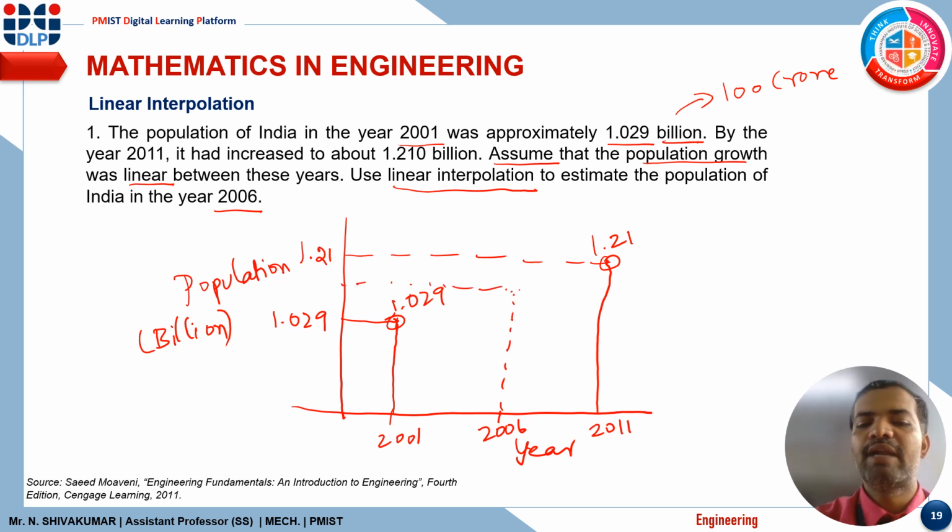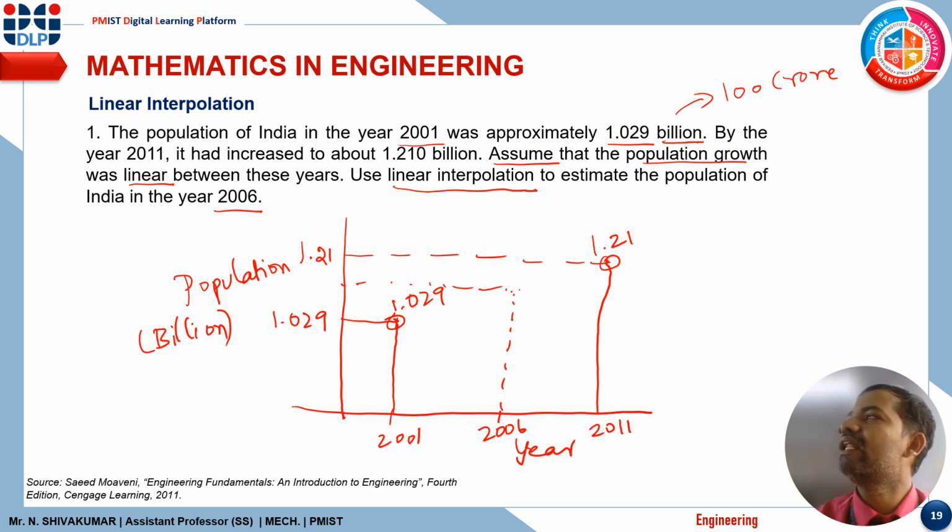This problem can be solved in two ways: one is graphical and another one is analytical. If you have a graph, you can solve graphically by plotting. If you want the exact value, you need to calculate in the analytical way. That is linear interpolation.